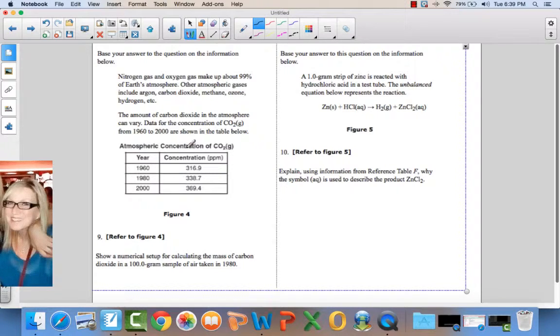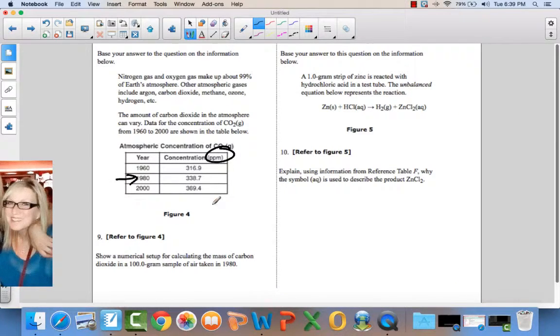Okay, let's see what we got going on here. Show a correct numerical setup for calculating the mass of carbon dioxide in a 100-gram sample of air taken in 1980. Well, in 1980, we know that the parts per million are 338.7. So this is a parts per million problem, which equals grams of solute over grams of solution times a million.